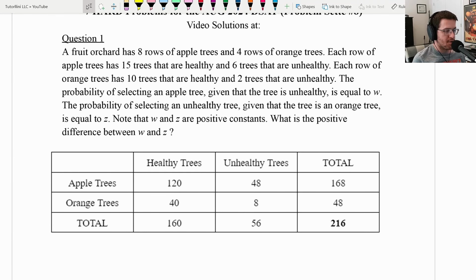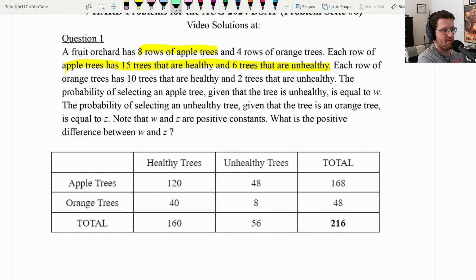Okay, everyone, so I'll just talk a little bit about how I came up with this. Do you see where it talks about the apple trees here and then here? There's 8 rows of apple trees and they each have 15, so in total we have 8 times 15, 120. That's how we got this. And then 8 rows times 6 unhealthy in each, so 8 times 6 is 48. That's how we came up with that part.